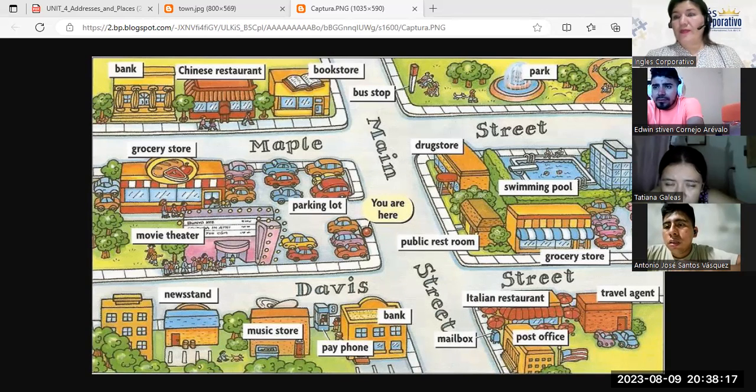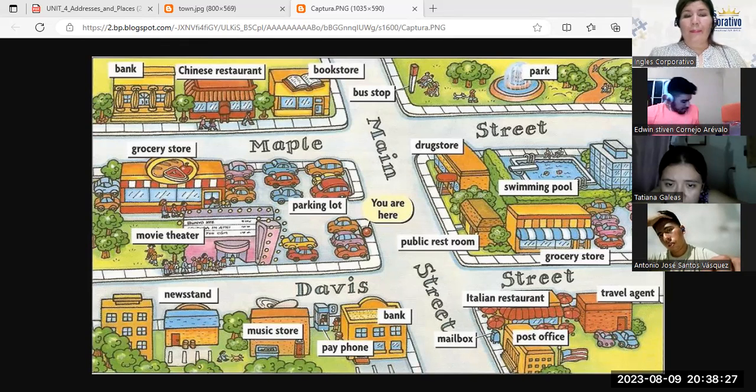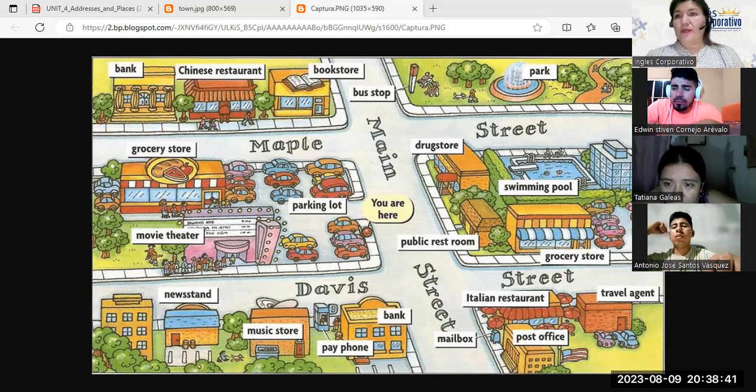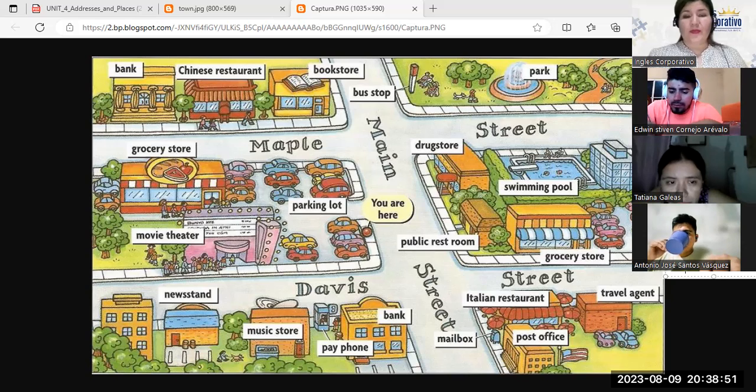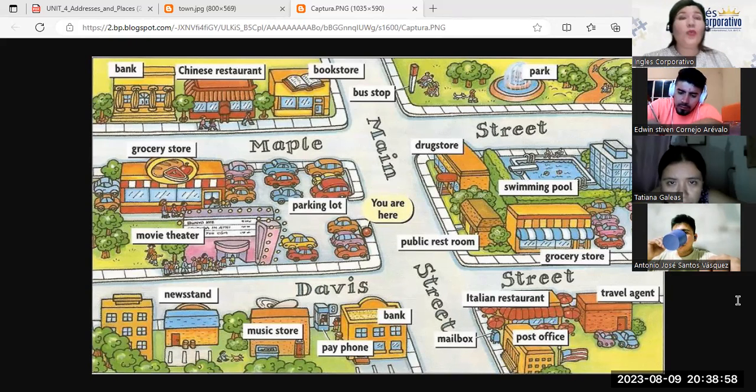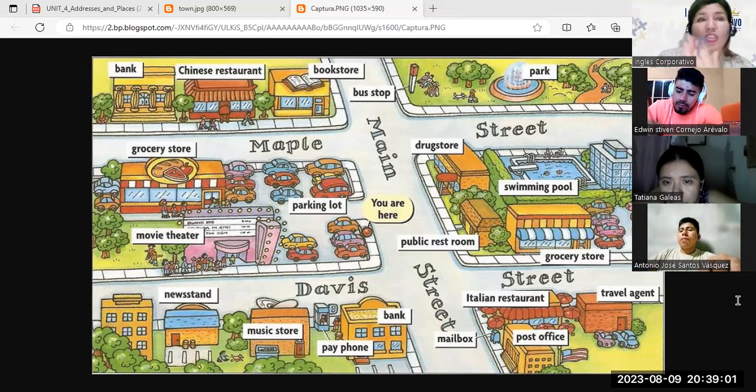Okay. And let me write it here. And let me see. Ahorita se las comparto. Solo las termino de escribir. And the last one. Okay. The words that I just wrote there, those are prepositions of place. Prepositions of place.